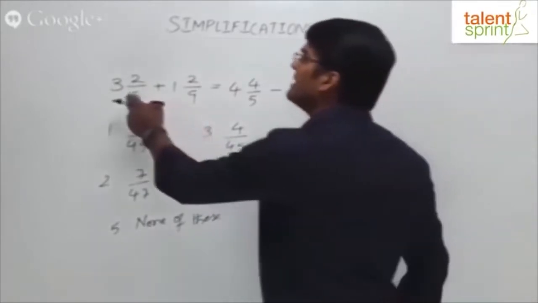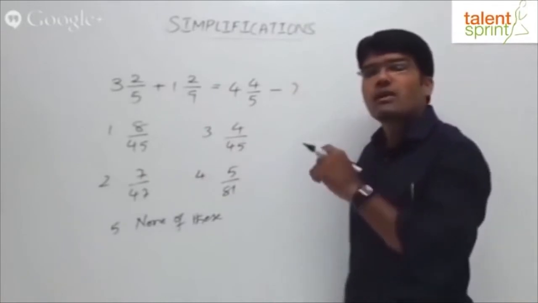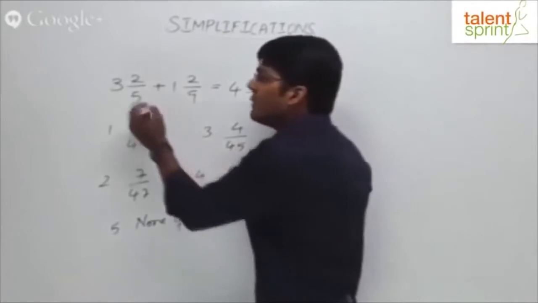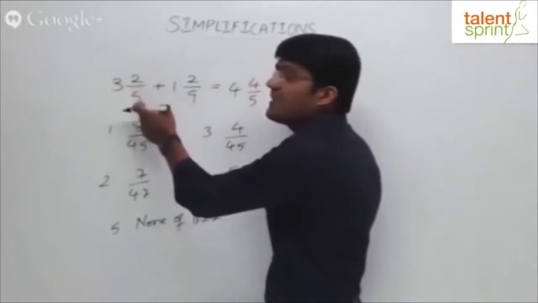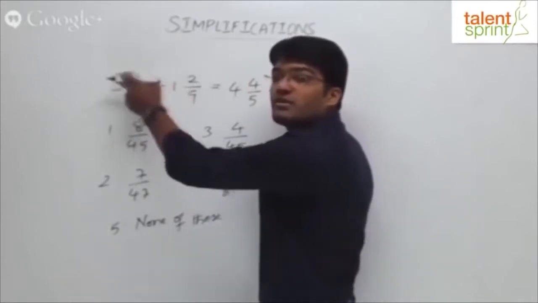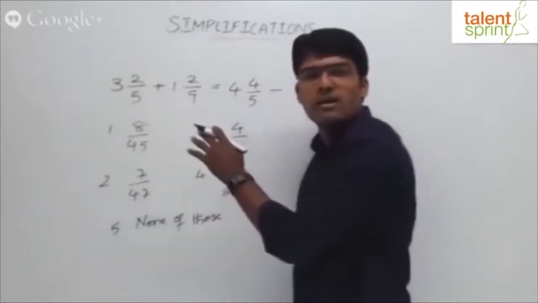Right? For example, 3 2/5. How do you convert a mixed fraction into an improper fraction? Multiply the integer part with the denominator. So 3 into 5, 15. 15 should be added to the numerator. 15 plus 2, 17. So 17 by 5. That's the idea. I'm sure all of you are aware of that.